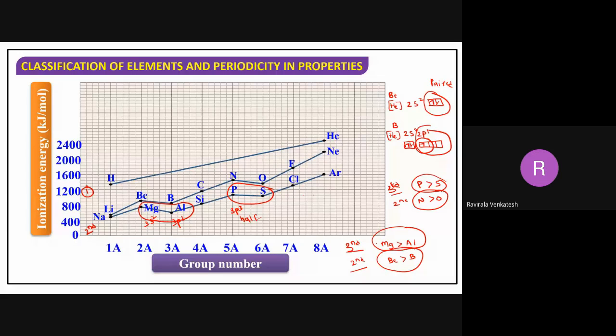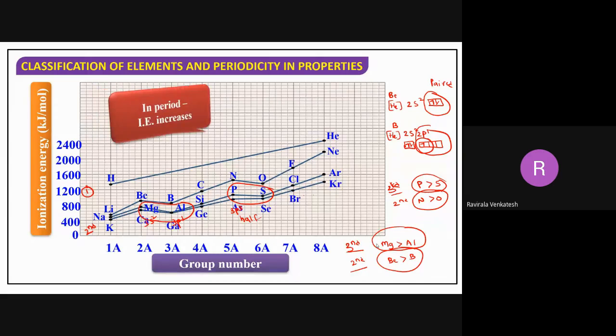If you understood the concept, you can write n number of examples like this. In this way, we can write n number of things like this.